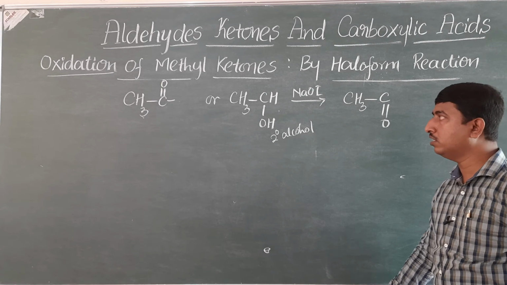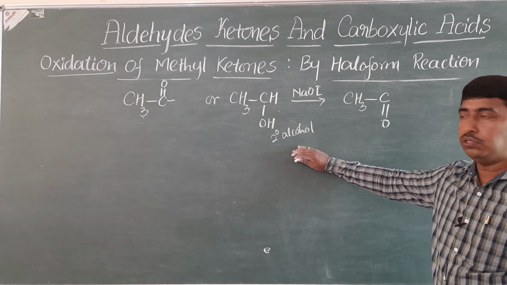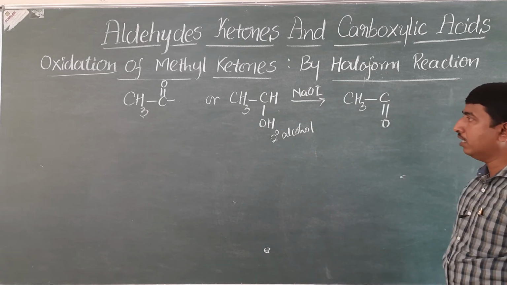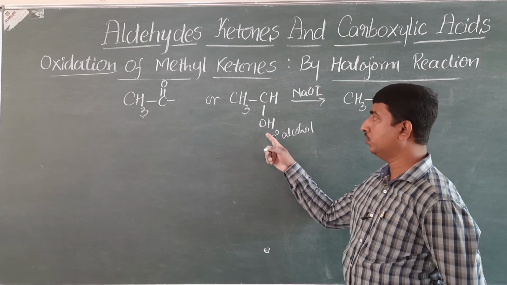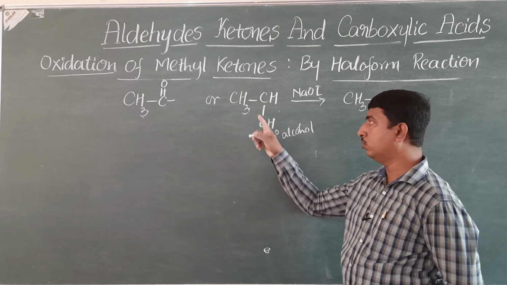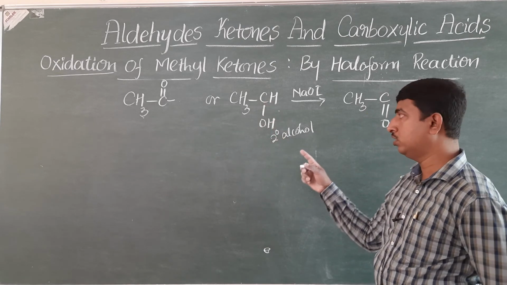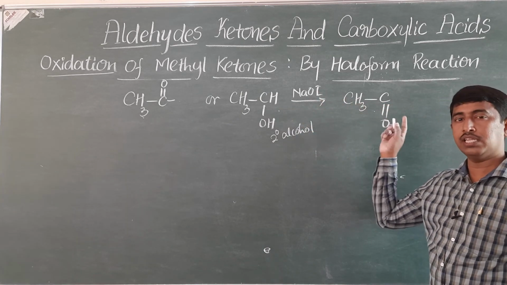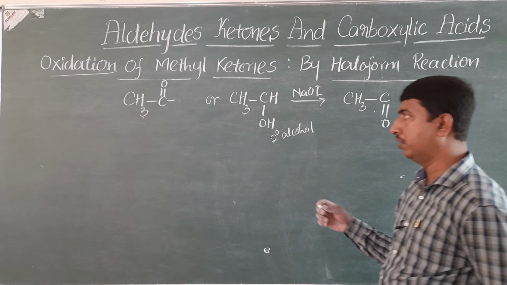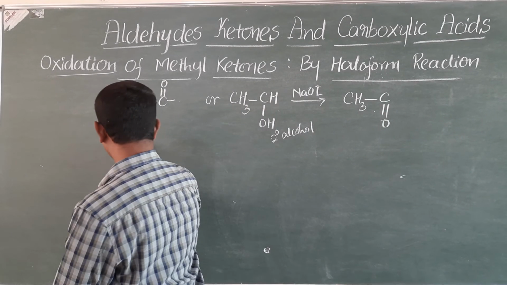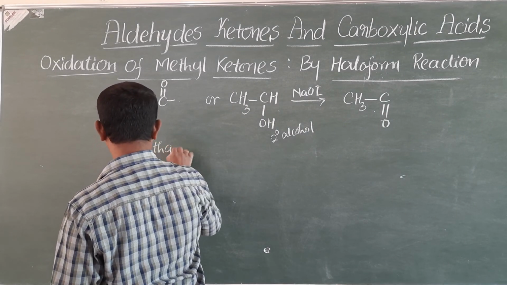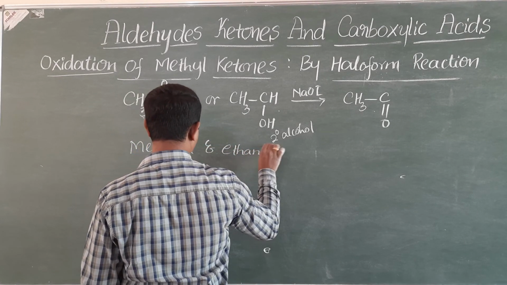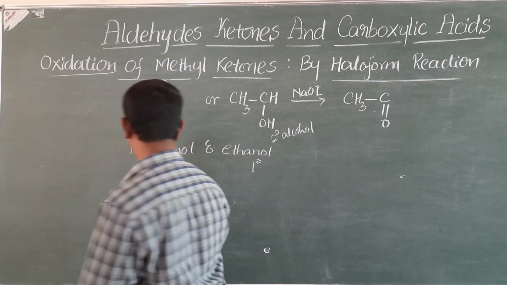So the iodoform reaction is used to detect either the presence of the CH3CO group, or we can also use this test for the detection of the secondary alcoholic group, CH3CHOH group. This is because secondary alcohol upon oxidation produces the same thing, the CH3CO group. This is the first one. Second one, methanol and ethanol, both are primary alcoholic groups.